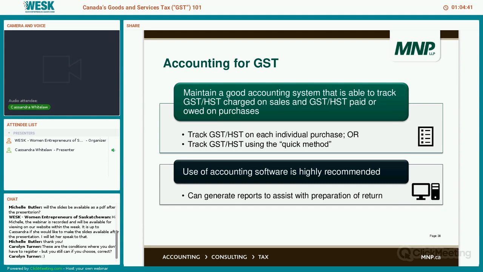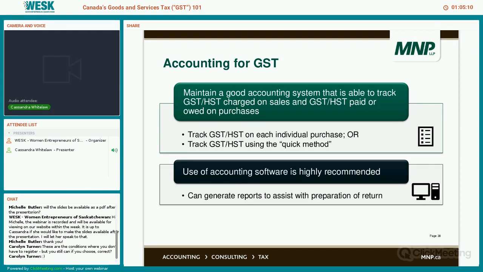So obviously, with all this stuff going on and all these moving parts, it's pretty crucial to maintain a good accounting system that you can track both the GST or HST charged on your sales, as well as any GST or HST paid or owed on your purchases. There are 2 ways you can do this. Generally, the most common way is just to track your GST and HST on individual purchases and sales.